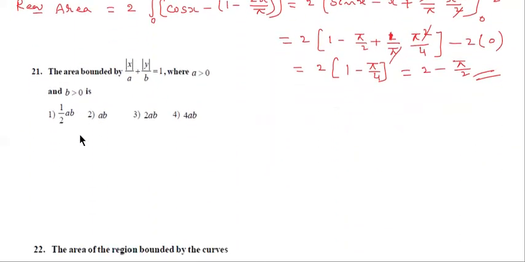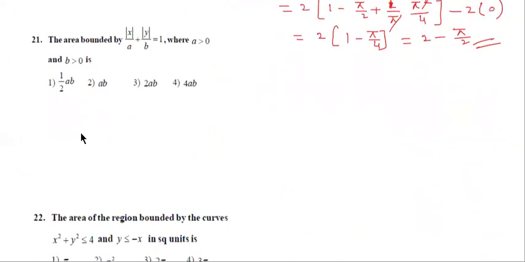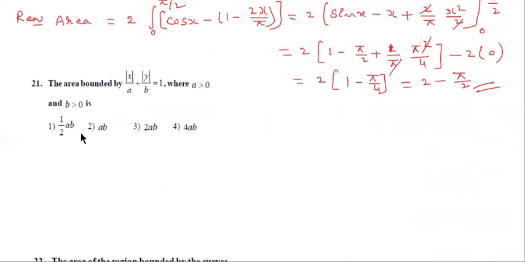Next, I am going to the 21st question. So what is given? Mod x divided by a plus mod y divided by b is equal to 1. If you remove the modulus, then you will get plus or minus. That means here there are 4 lines possible. This is one. What is the equation of the line? X by a plus y by b is equal to 1.